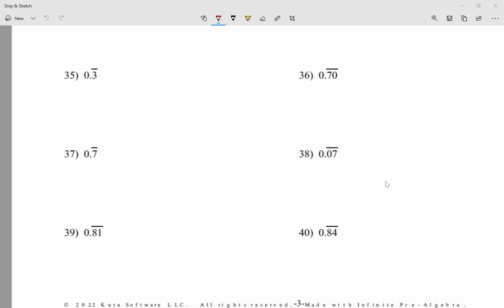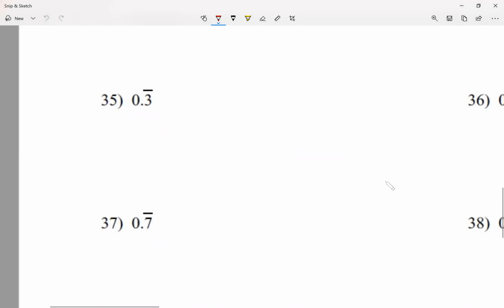All right, so now let's take a look at questions 35 through 40. Now, these questions, what they do is that they never end. The little line on the top represents that there's a repetition of numbers. So looking at number 35, 0.3, but the 3 has a little line on the top. So that means 0.33333 on and on and on. So we have to write this as a fraction.